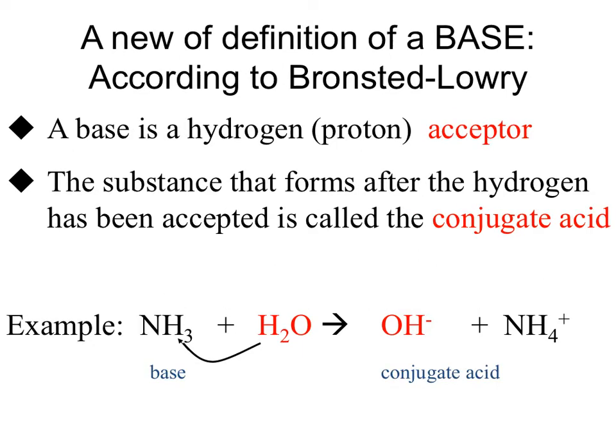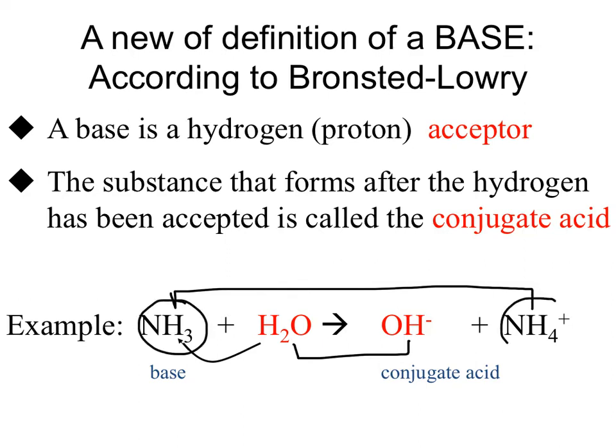According to Bronsted and Lowry, a base is a hydrogen or a proton acceptor, and the substance that forms after the hydrogen has been accepted is called the conjugate acid. So looking at the same example, you can see here, as we draw the connections between the species that look identical, you can now see that the NH3 has become NH4+. It has accepted a hydrogen, thus it is a base, and the particle that remains after the hydrogen has been accepted is the conjugate acid.